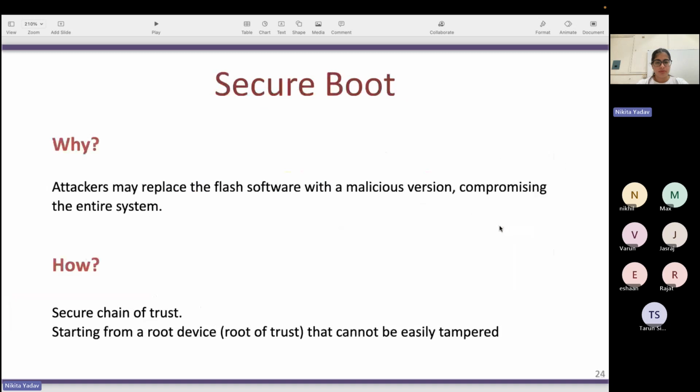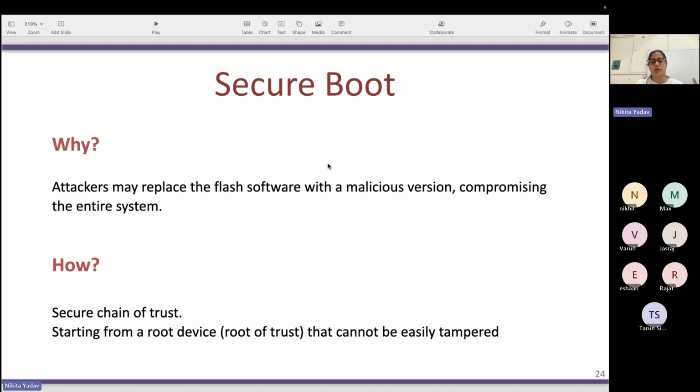So, secure boot. Why do we need secure boot? Because the attacker may replace the flash software with a malicious version, compromising the entire system, right? So we need a secure chain of trust, starting from a root of trust that cannot be easily tampered with. This we have already discussed. What is secure boot, why we need it, and how we can do it.